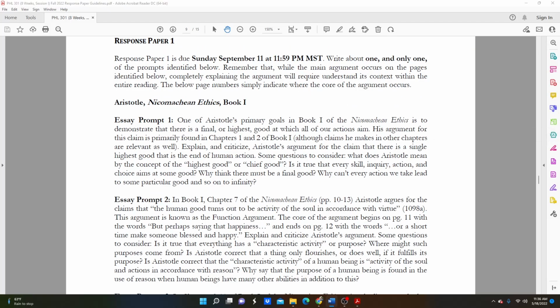We see here that response paper 1 is due at the end of the day on Sunday of week 2. In addition, you will also notice that this area of the document includes the essay prompts for response paper 1. The prompt is what will tell you specifically what you are supposed to write about and will provide you with guidance for explaining and critiquing the reading. And I will cover the response paper prompts in greater detail later in this video.